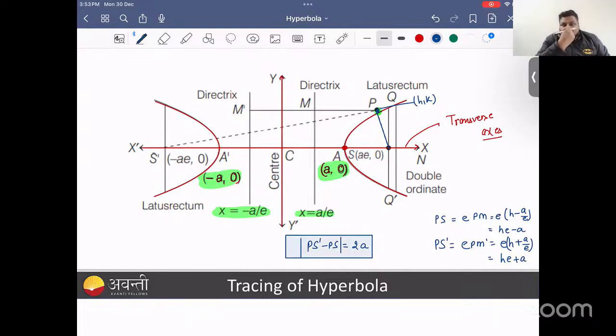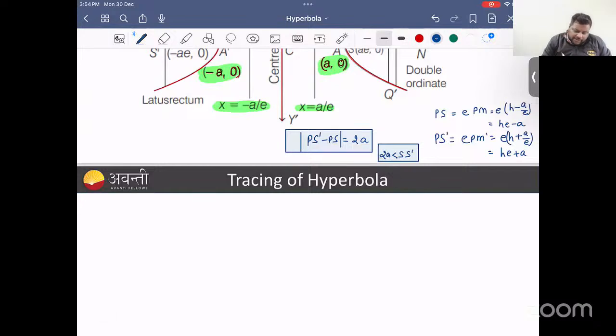That means it is the locus of a point which is moving in such a way that the difference of its distances from two fixed points S1 and S2, or S and S dash, is always constant. And this constant 2a is less than the distance between the fixed points. So this is a very, very important definition.